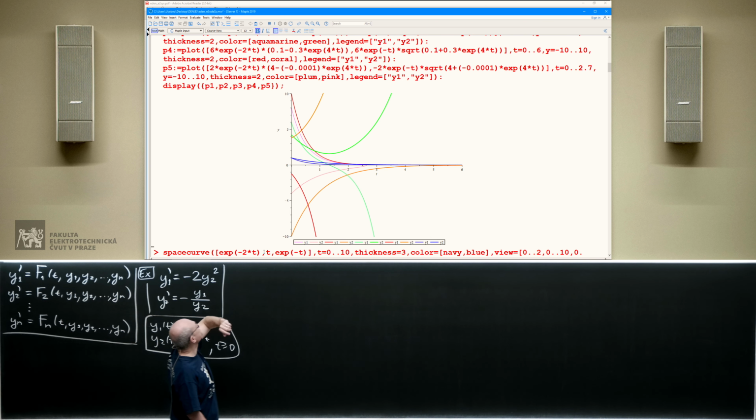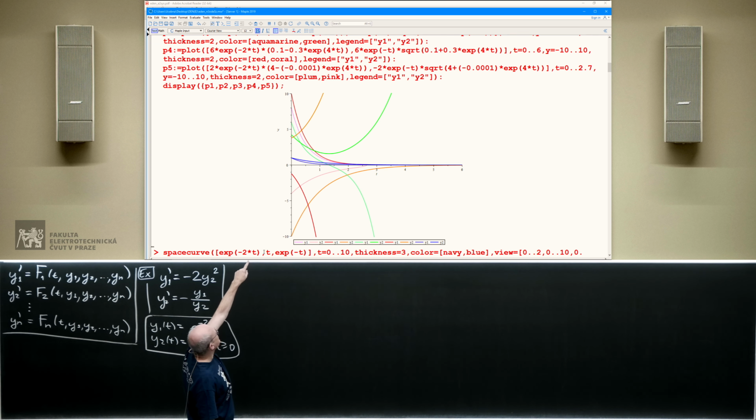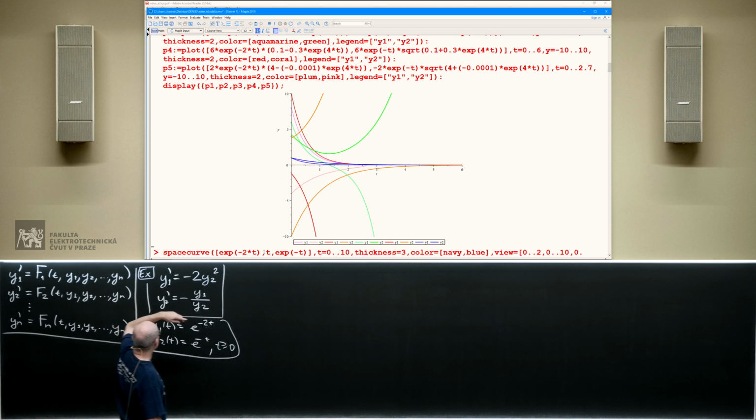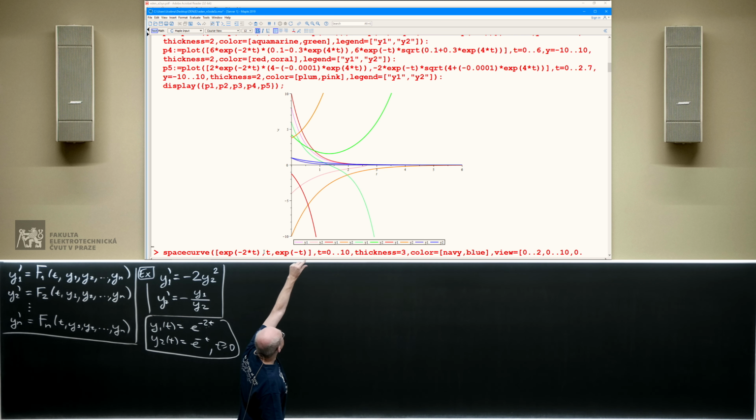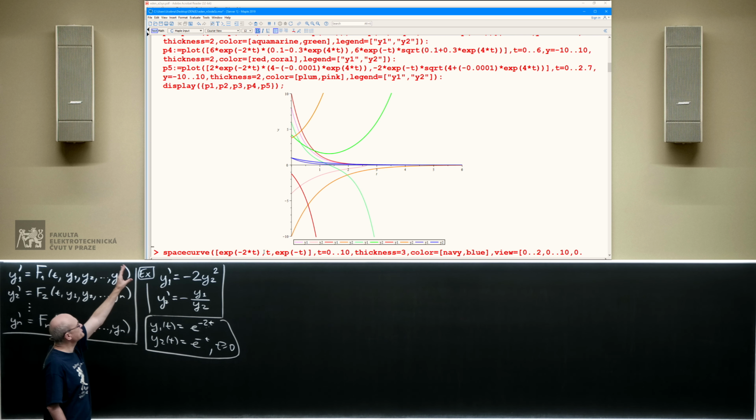Notice an interesting solution, which is the one in the pink, and it's on the top and also in the lower half. So the function y1 is actually positive, the function y2 is negative, and they go to 0, they touch the time axis and they disappear. They do not continue anymore. This can actually happen in this system, that the solution disappears.